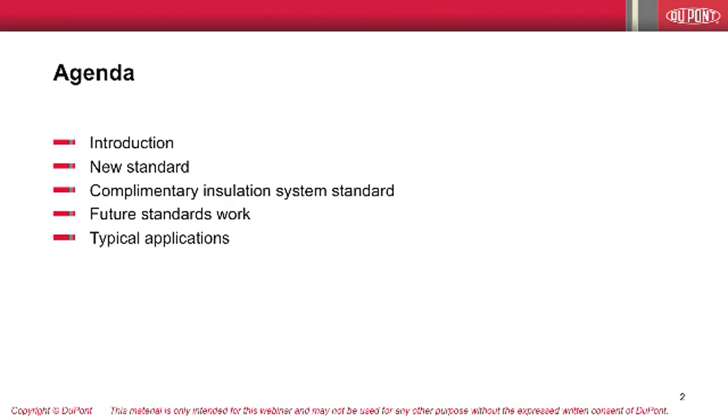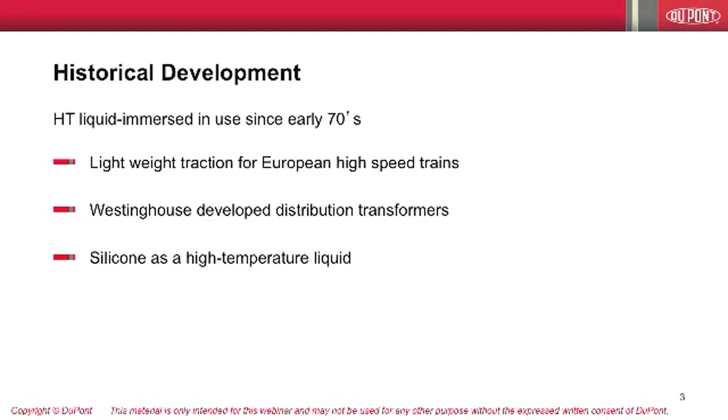High temperature use really isn't new for the liquid immersed transformer. As far back as the early 70s, high-speed trains in Europe were designed using lightweight traction transformers, made possible by high temperature technology. Around this time, Westinghouse also developed a high temperature distribution transformer, although it never came to production due to high cost. Both of these applications used silicone liquid due to its very stable performance at high temperatures.